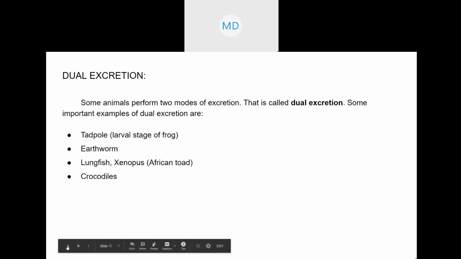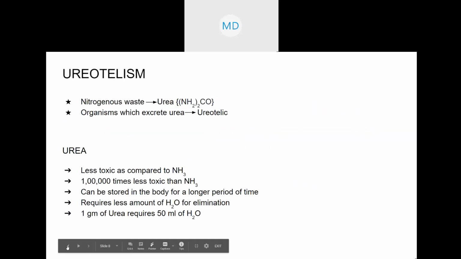So ureotelism, what was there? The nitrogenous waste is urea. The organisms which excrete urea are known as ureotelic. Why is urea excretion a better option than ammonia? Because it is less toxic, it can be stored in the body for a longer period, and it requires less amount of water. Very easy. The main thing is ammonotelic, if you remember, others are easy.